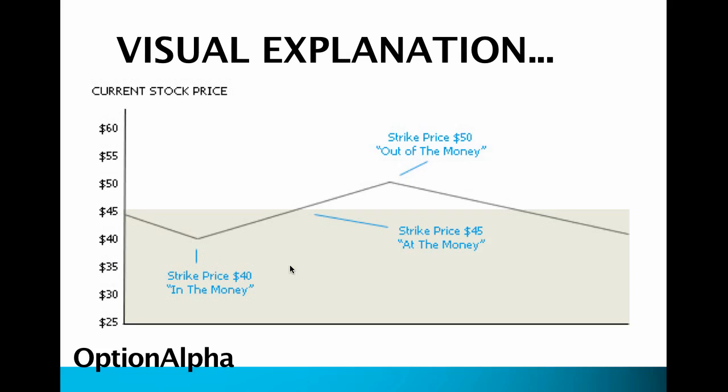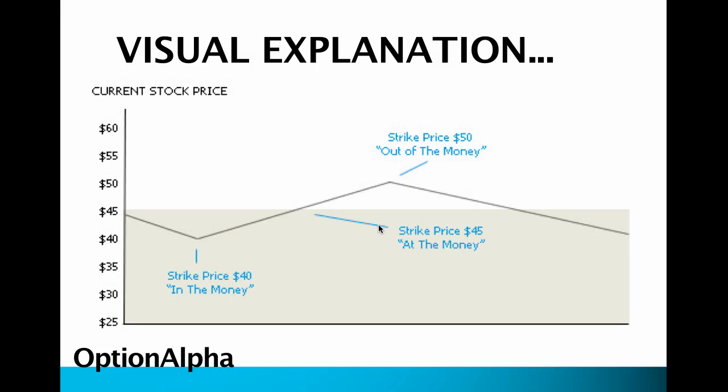Let's use this visual example really quickly just to see where at the money, in the money, and so on are. Let's say we have a call option with a strike price of $40 and the market is trading at 45. Then our strike price is considered in the money. It's less than the market price for a call option.